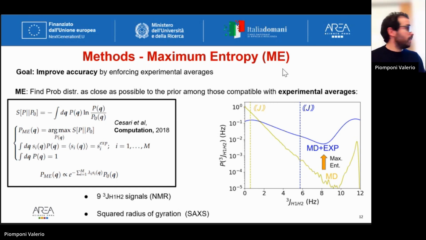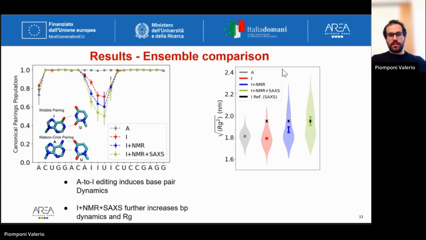So these are the methods. Now I'll try to show some results of our investigation by comparing 4 different samples that we generated. The gray one stands for the adenosine ensemble, corresponding to the system without inosines, to have a reference of a standard double-strand RNA. The red ensemble corresponds to the inosine ensemble as predicted by molecular dynamics. The blue ensemble is the one in which we also enforce NMR data. In the green case, we enforce both NMR and the radius of gyration predicted by SAXS experiments.